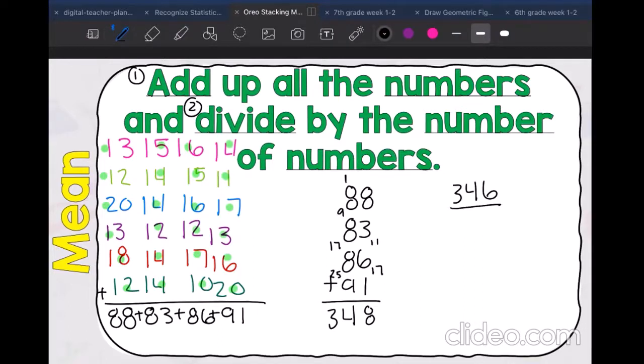So I'm going to divide my total, what? Oh, yeah, I see what I did. I wrote 6 instead of 8. So what I'm going to do is take 348 and divide it by how many numbers I added together.